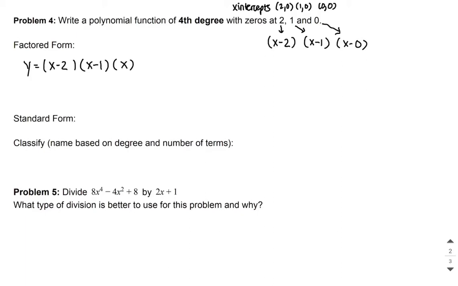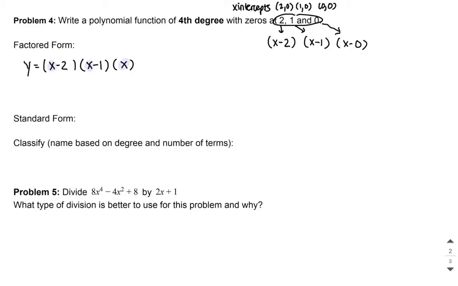Those are 3 factors. If I multiply those together, I know based on the highest power in each factor, my highest power when I multiply these together is going to be y is equal to x to the third power. That's going to be my highest degree, but I need this to be a fourth degree function. So that doesn't work for me. This is not good yet. What I have to do is, I can only use these 3 zeros that were given to me, but I need to have x to the fourth power as my highest degree.